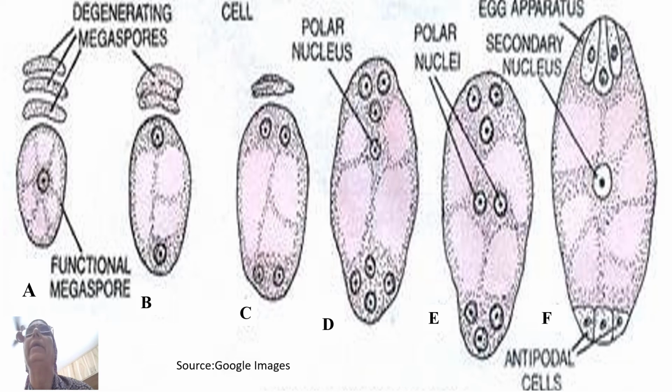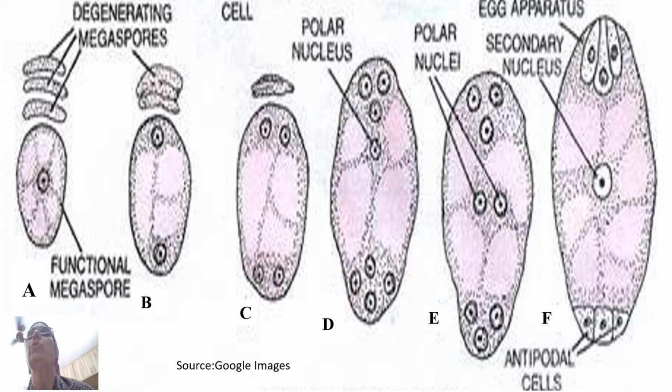Towards the micropylar end, the three cells get organized into an egg apparatus. This egg apparatus comprises 3 cells, 2 synergids and 1 egg cell. You can see here the female gamete, the megagamete. Towards the center, either the two polar nuclei remain as such and fuse when the male nucleus fuses with them at the time of fertilization, or they fuse to form a diploid secondary nucleus. And towards the chalazal end, you can see the 3 antipodal cells. In all, an 8-nucleate embryo sac is formed.